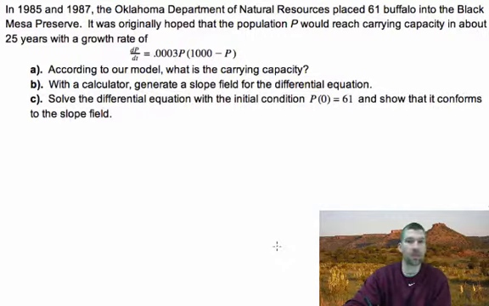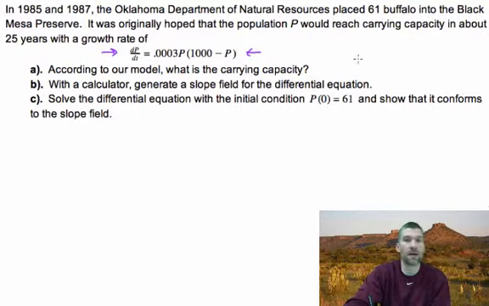But in a made-up scenario here, in 1985 and 1987, the Oklahoma Department of Natural Resources placed 61 buffalo in the Black Mesa Preserve. I don't know if they really did that or not. But it was originally hoped that the population would reach a carrying capacity in 25 years with a growth rate of, or change in rate of, the population being this differential equation right here. Okay? And according to our model, we have some questions we can answer.